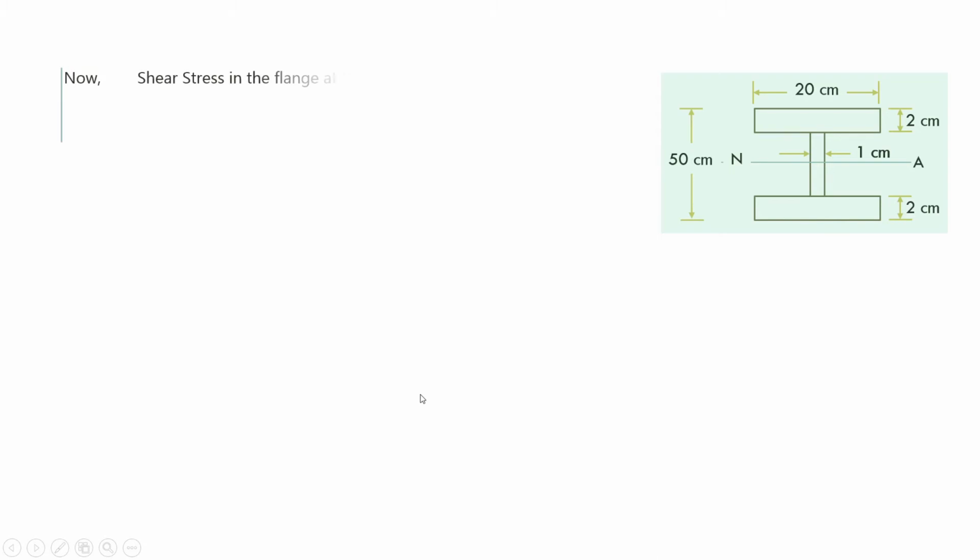Now shear stress in the flange at the junction with the web. अब हम सबसे पहले निकालेंगे shear stress flange में at the junction with the web, means at this line जो मैं रेड कलर से मार्क कर रहा हूं.